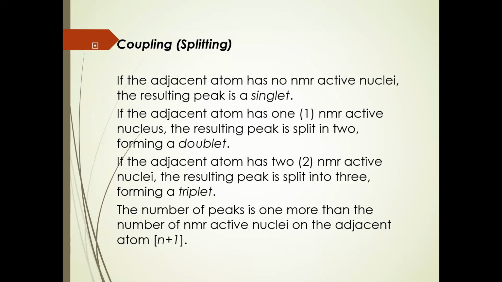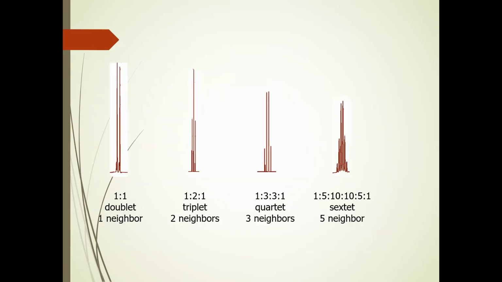So moving on, we would look at splitting or coupling. The adjacent hydrogens will split the peaks, and you've seen this then in lecture. If you have 1 neighbor, you would have it split into a doublet. 2 neighbors splits it into a triplet. 3 neighbors into a quartet, 5 into a sextet. So really the number of peaks is going to be 1 greater than the number of neighboring hydrogens.